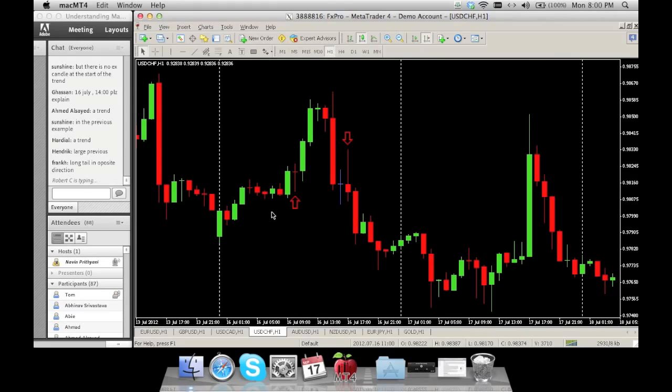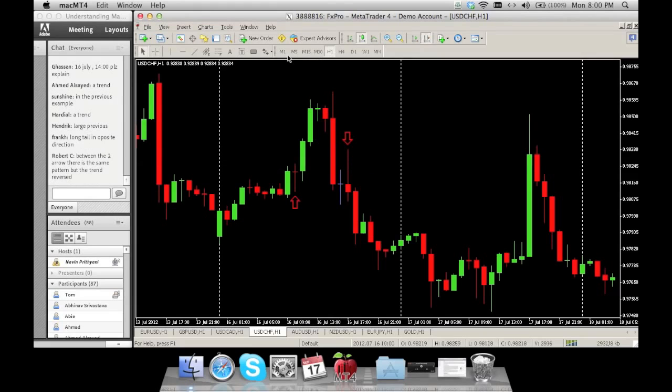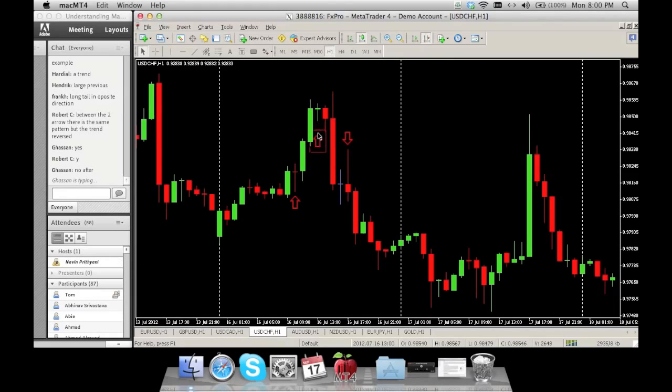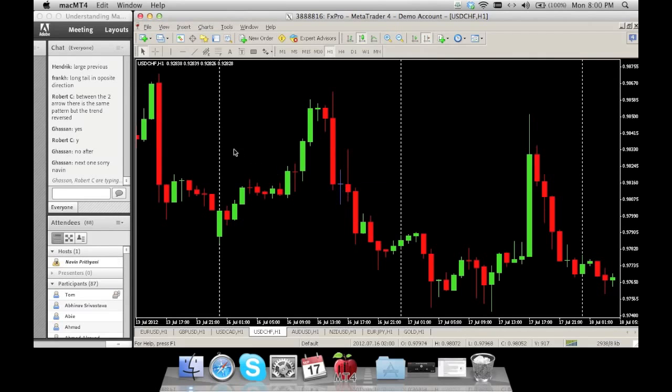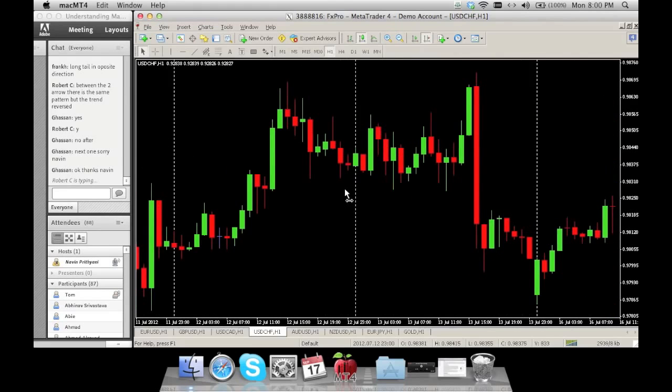Okay, 16 July, 1400, or is it 1400? Okay, this one here. This green one here, I'm guessing you're talking about? Now what is wrong with this particular candle? Oh, the one after. The one after. This is not a trend continuation pattern. We'll get into that. Let's not get ahead of ourselves. One at a time. Okay, so let's move on. Let's see some more patterns, and then we can step into the next pattern.